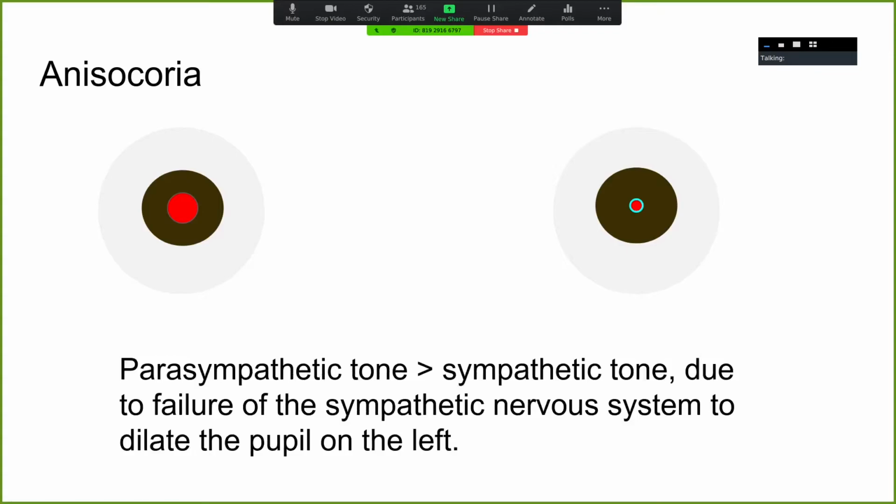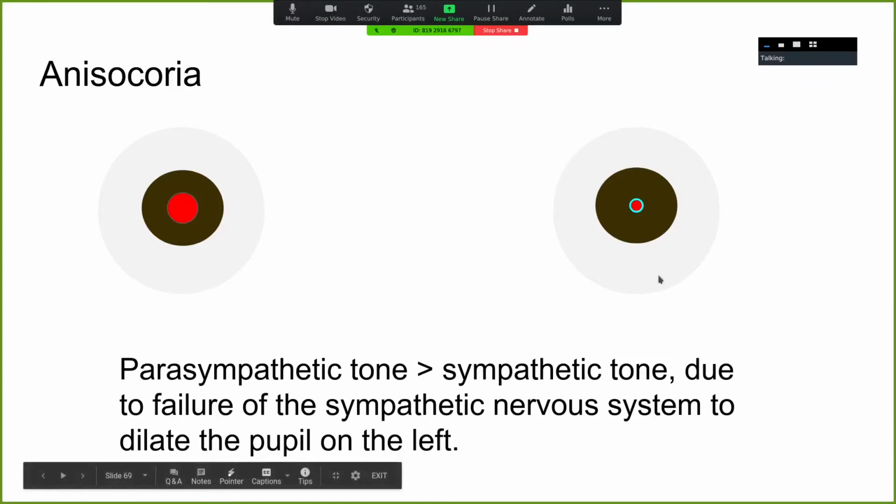So Horner syndrome means a problem in the sympathetic system on one side of the body. So here, the parasympathetic tone wins over the sympathetic tone because there's a problem with the dilators on the left side here.